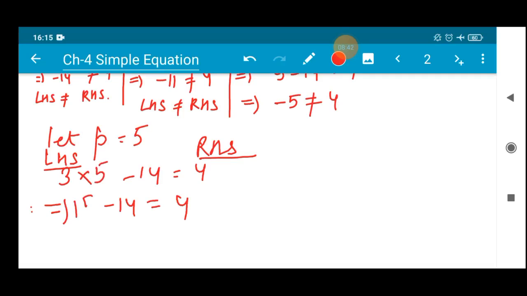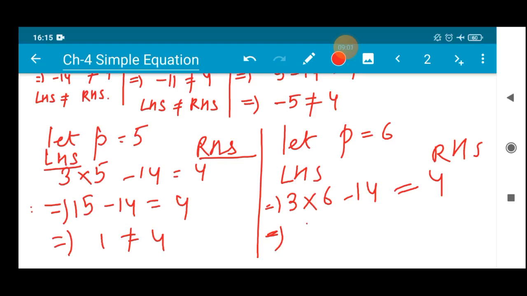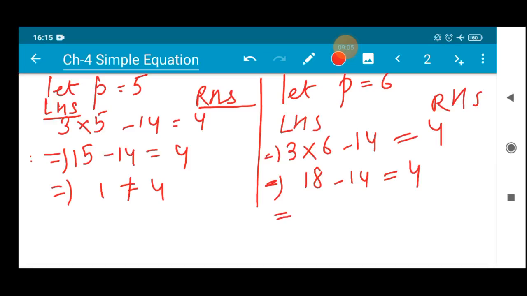3 fives are 15. So 15 minus 14 is 1, which is not equal to 4. So again LHS is not equal to RHS. Let me take the value 6 here. LHS: 3 into 6 minus 14, which is equal to 4, RHS. 18 minus 14 is equal to 4. So yes, I am here. 18 minus 14 is 4, which is equal to RHS. So LHS is equal to RHS.